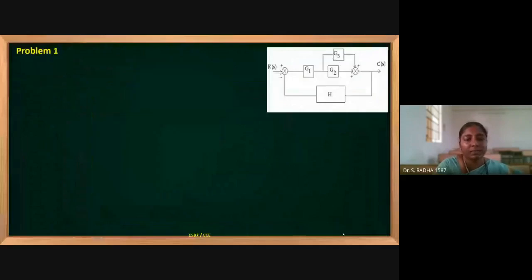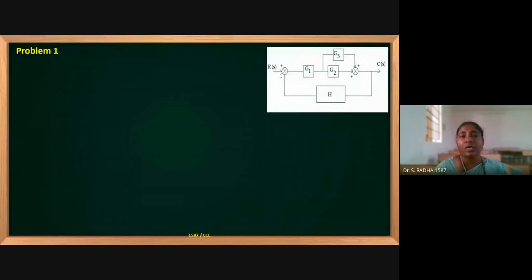Question is given. Kindly try along with me. So here, which rule can be applied first? You have to always go from inside out. The basic rule in block diagram reduction is inside out.